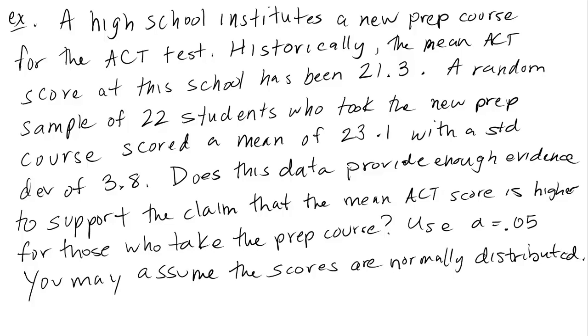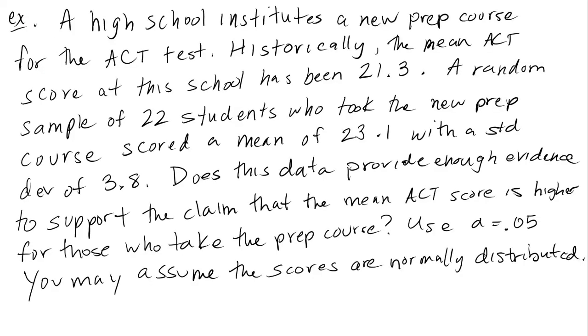We're being asked if we can support a claim, so this is a hypothesis test problem. Step 1 is to come up with the hypotheses, H sub 0 and H sub A. The claim in the question is that the mean ACT score is higher for those who take the prep course. Higher than what? Well, than the historical average, which is 21.3. So the alternative claim is that the mean is greater than 21.3, greater than the historical average. I know that has to be the alternative hypothesis because it's an inequality. The null hypothesis will be the claim that the mean is not any different than the historical average.